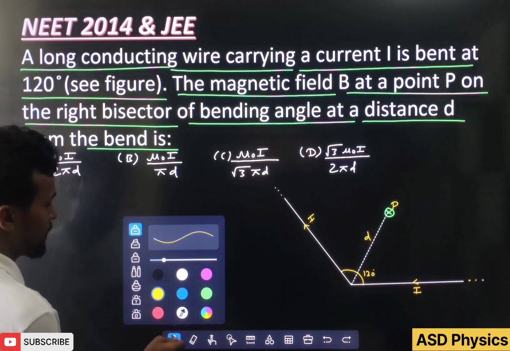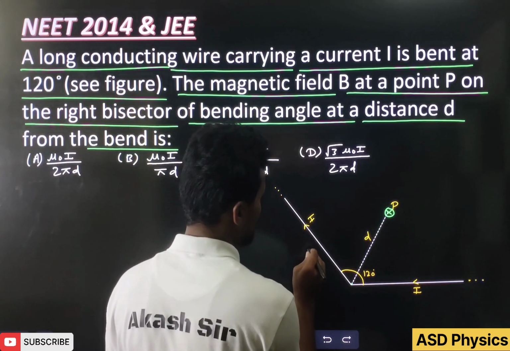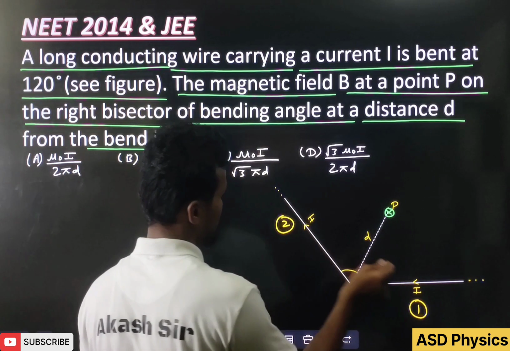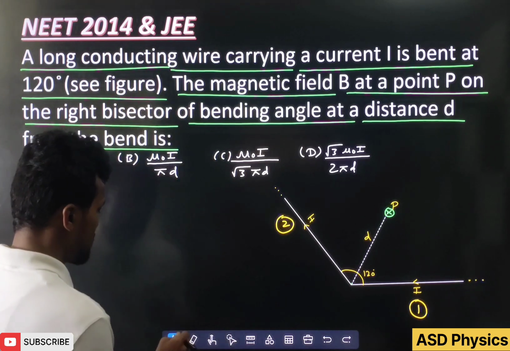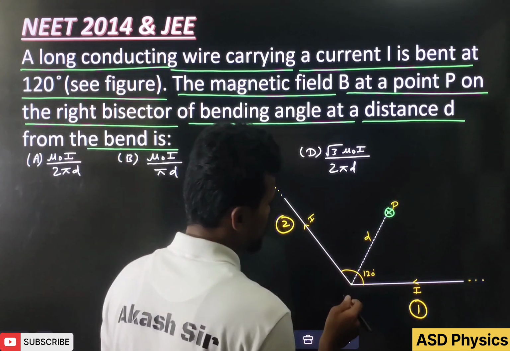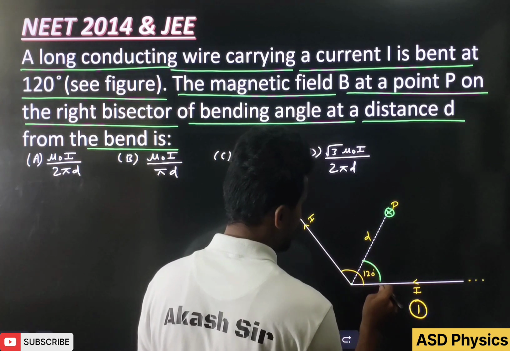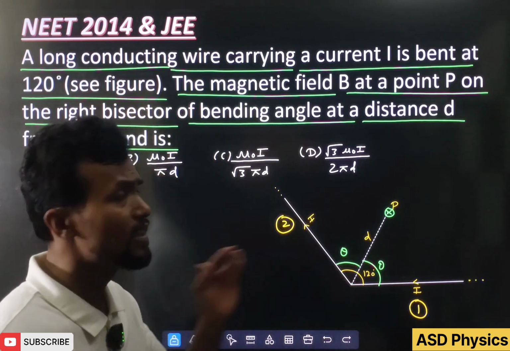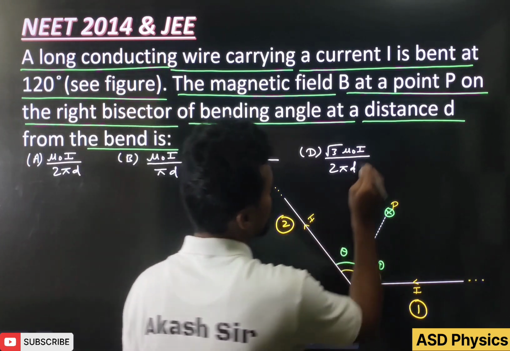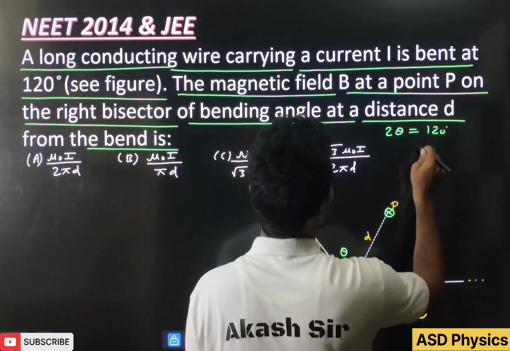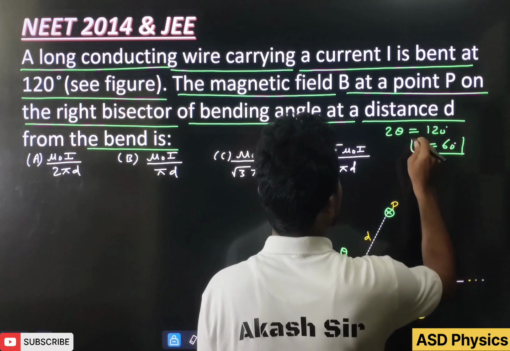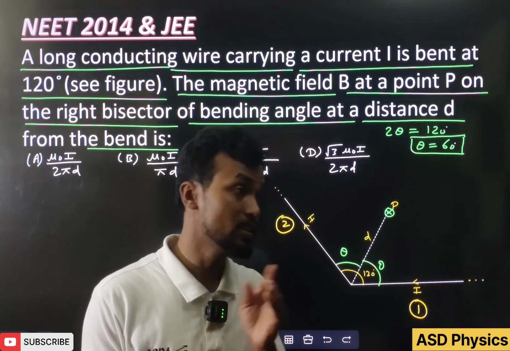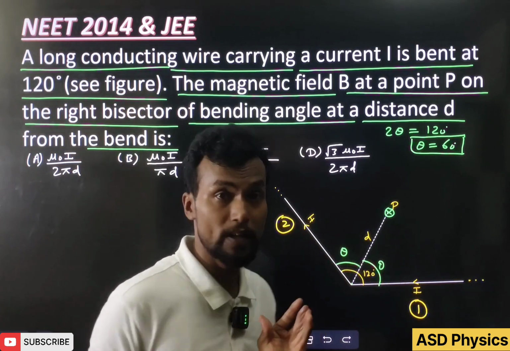But here, remember that we will make sections. Let's take this as section 1, because calculating the magnetic field is easy for a horizontal wire. This is section 2. The angle is 120 degree, but let's take this line as the angle bisector, this is theta, this is theta. So 2 theta equals 120 degree, so theta will be 60 degree. First we will solve for any general angle theta, later we will put 60 degree. Even if some other angle is there, you can use the formula.